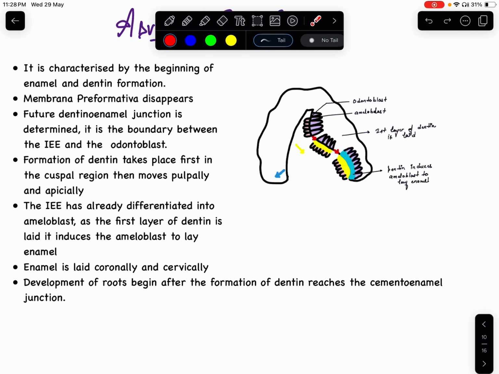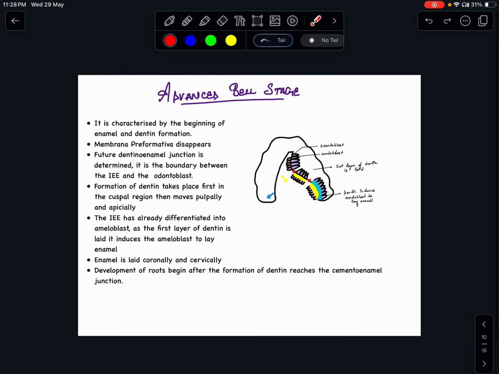So I will cover the advanced bell stage and root formation in the next video.